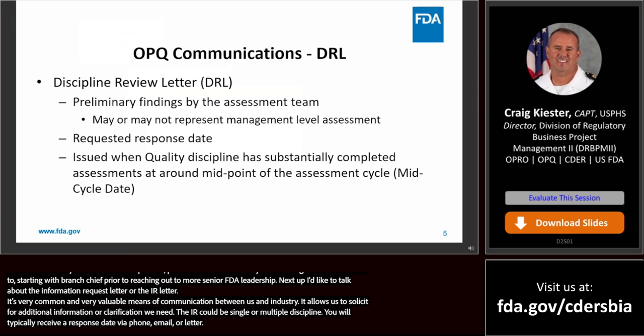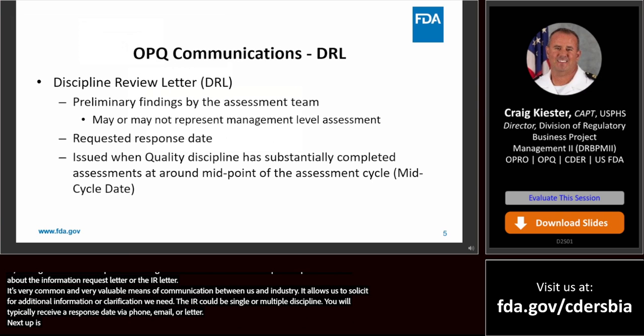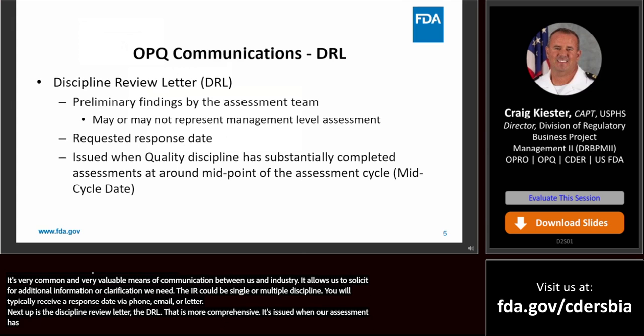Next up is the discipline review letter, the DRL. That is more comprehensive than the IR. It's the assessment team's preliminary findings, and it's issued when our assessment has been substantially completed. This is usually around the midpoint of the assessment cycle. Like the IR, you will typically be asked to respond by a certain date.